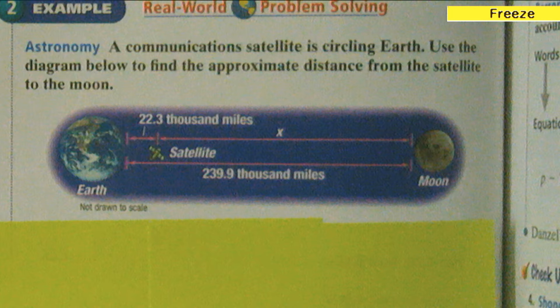What information here is our whole? Talk super loud, sweetie. So that's the distance from the Earth to the Moon, right? How do you know that's our whole? I agree with you. How do you know that's our whole? Okay, someone help her out. How do you know the distance from the Earth to the Moon is your whole? Layla?